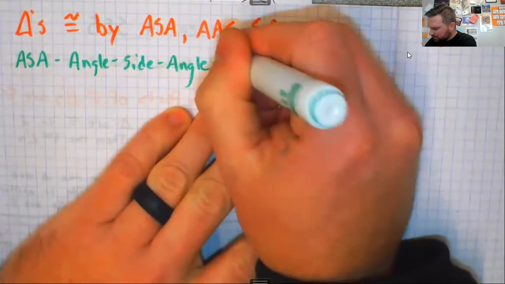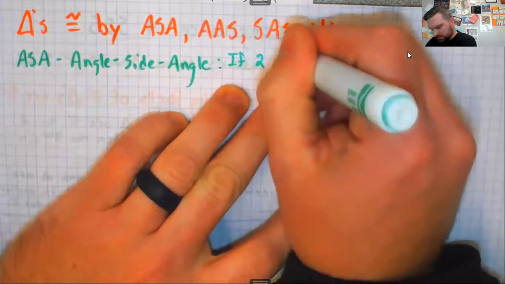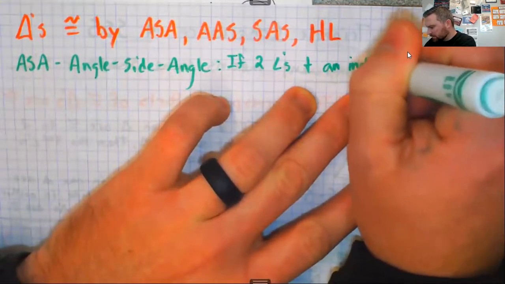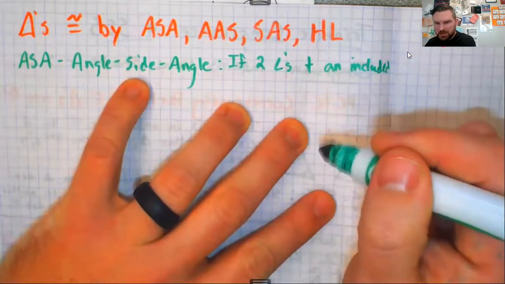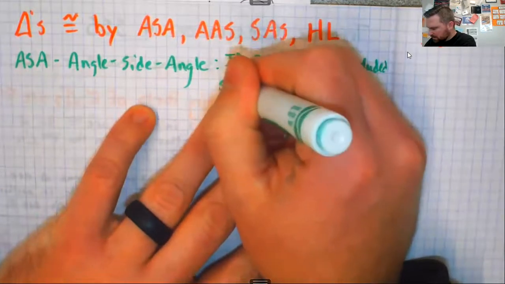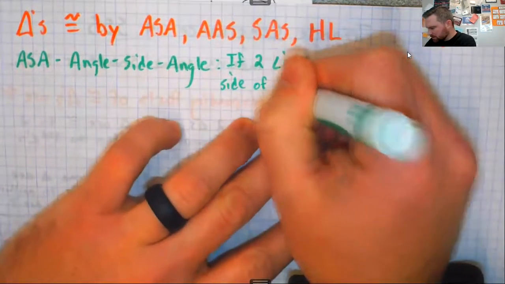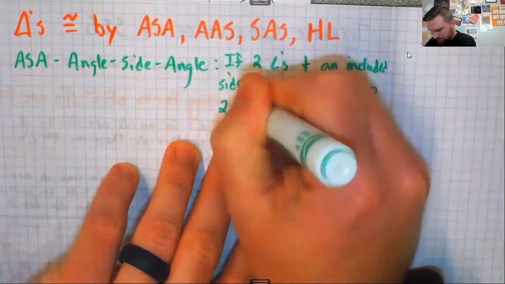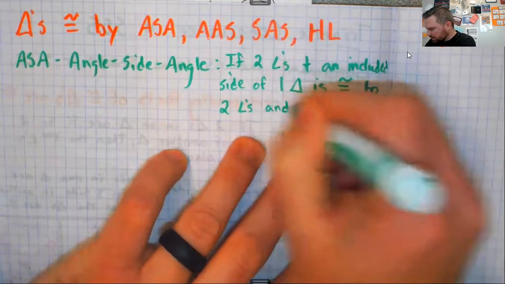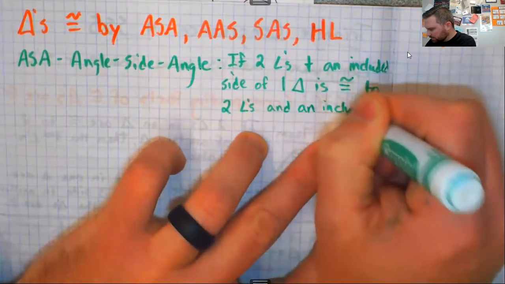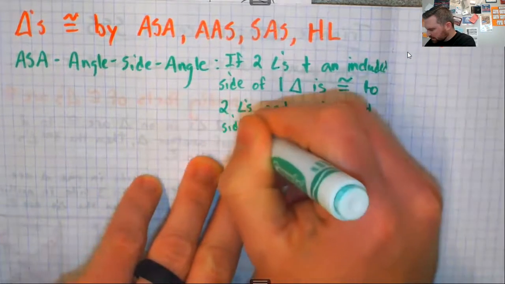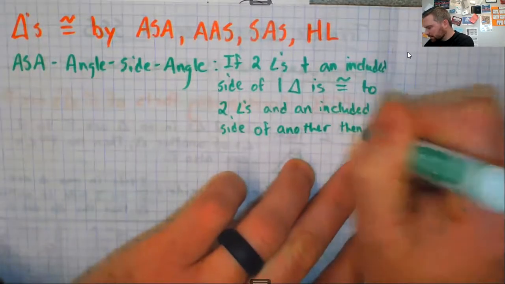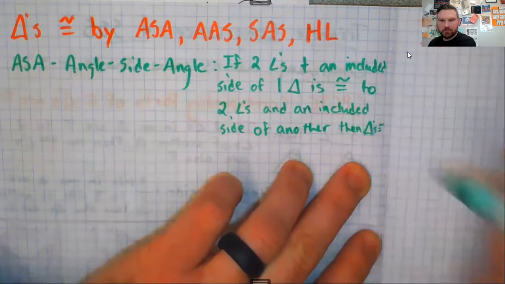So that would say, if two angles and an included side, that means the side in between them, of one triangle are congruent to two angles and an included side of another, then the triangles are congruent. Okay, I kind of ran out of room there.